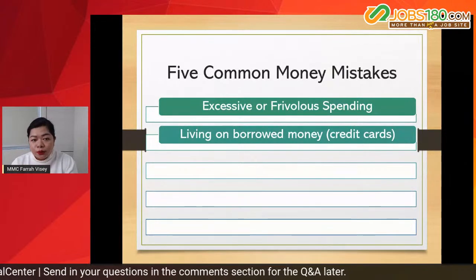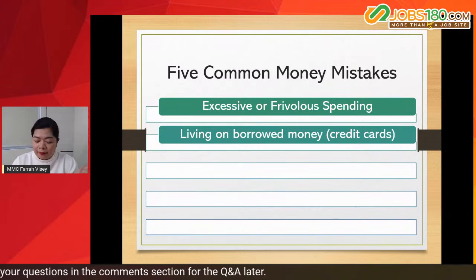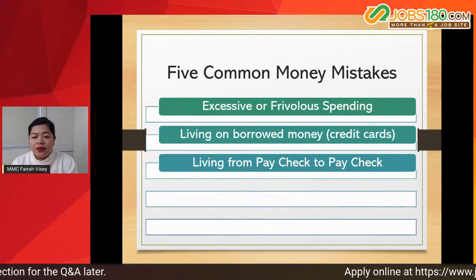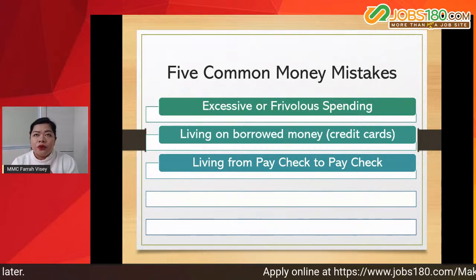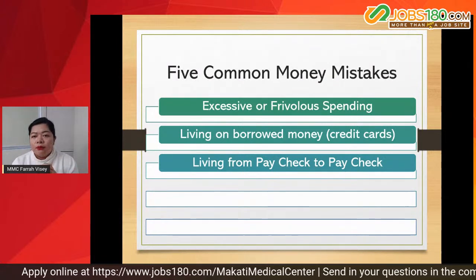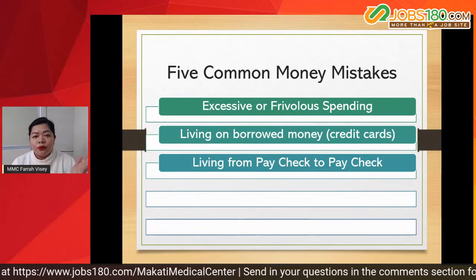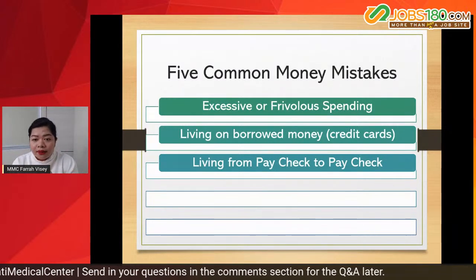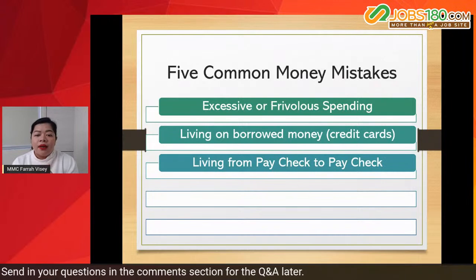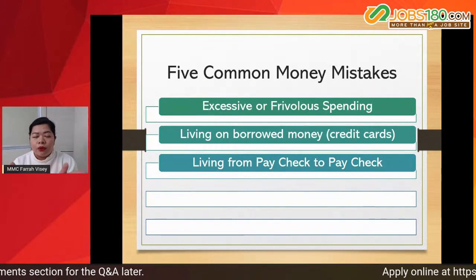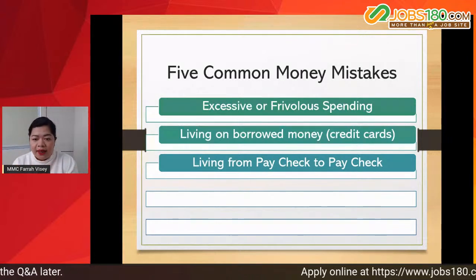Pero pagka due date na, doon na tayo nagkakaproblema. So next is living from paycheck to paycheck. So meaning to say, in relation to the number 2, dumadaan lang sa mga palad natin yung mga sweldo, no? So for the students naman, ito yung mga pinagdadaanan ng mga empleyado, pwede rin ng mga magulang natin na nagwo-work, no? Yon because of too many gastusin, no? Yan yung nangyayari sa karamihan.